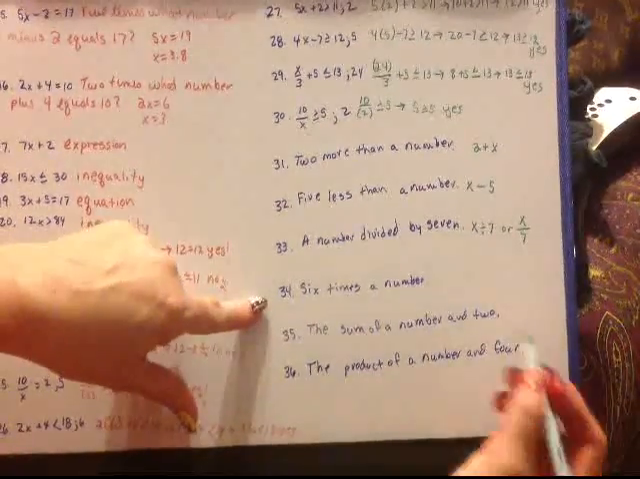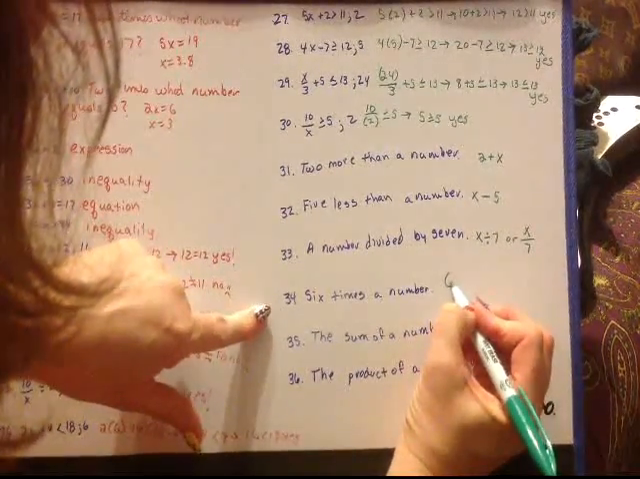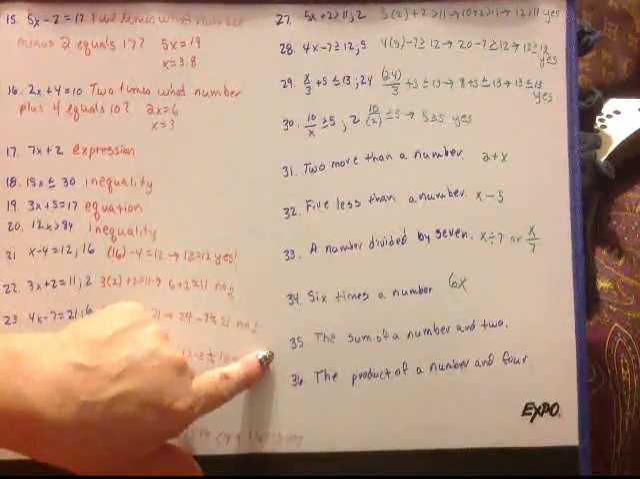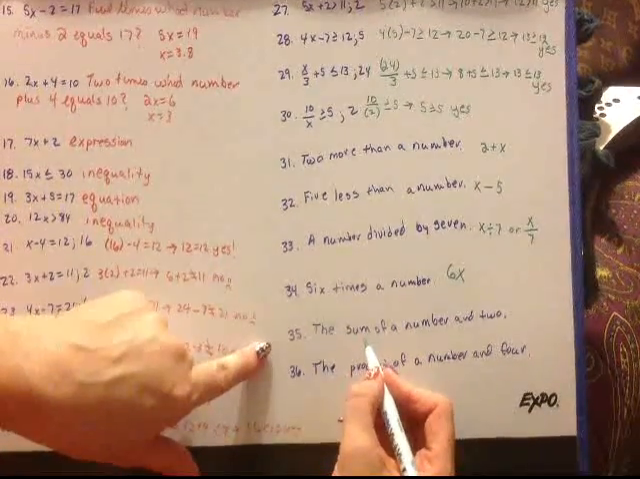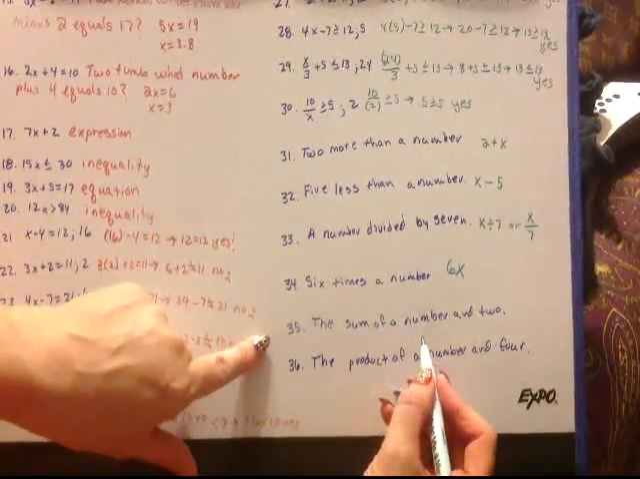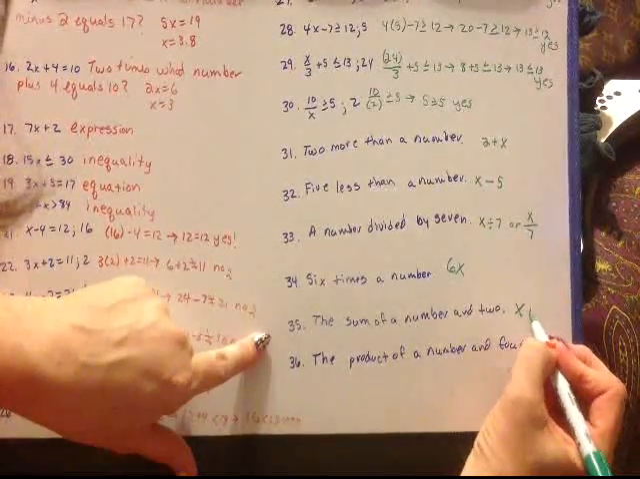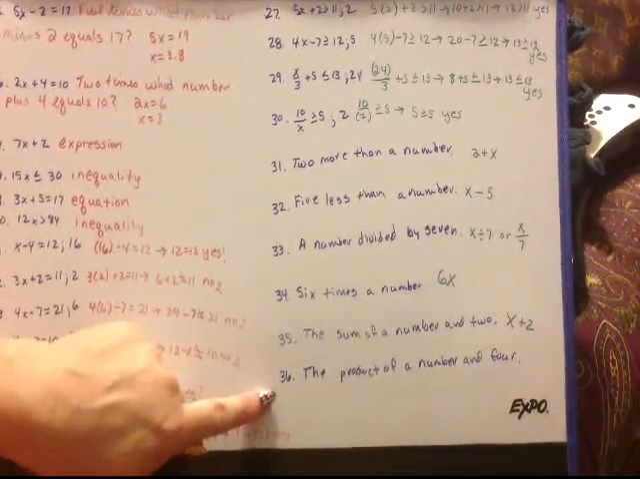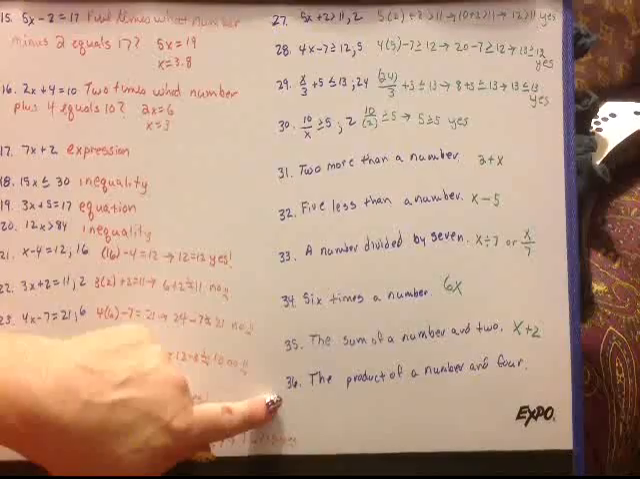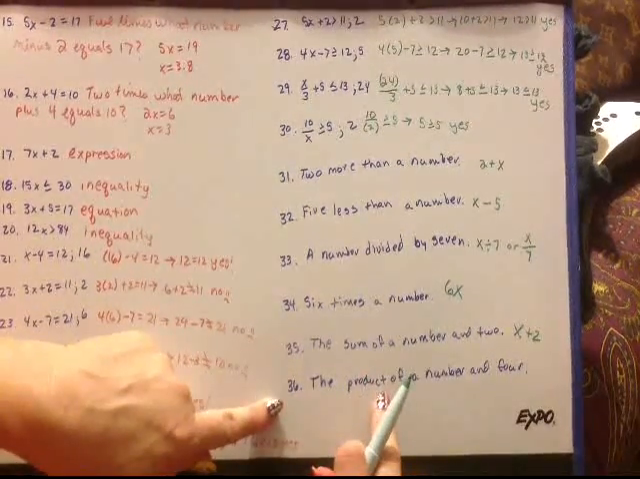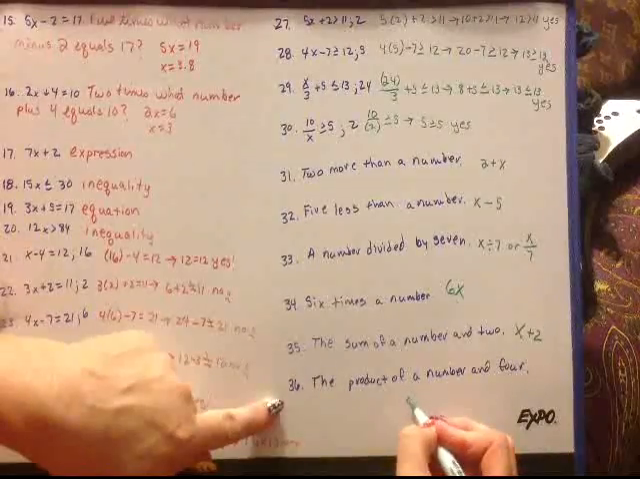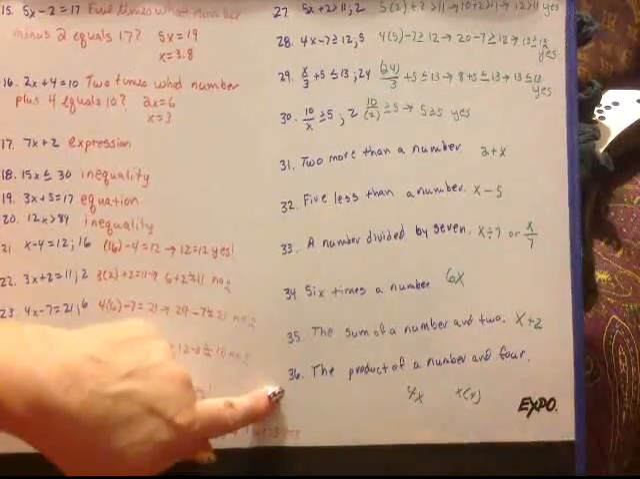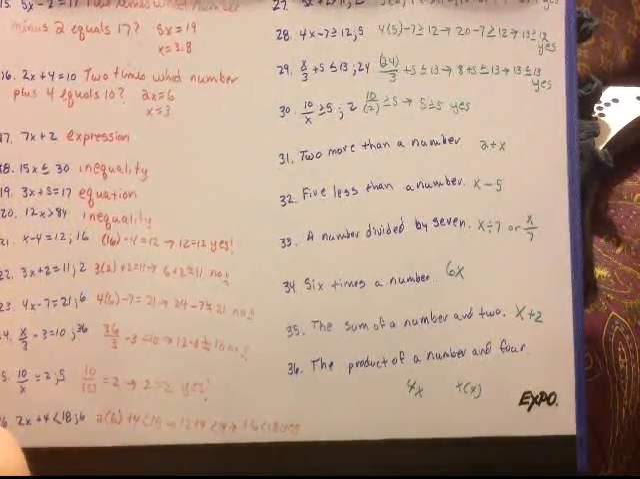34, 6 times a number. So 6 times a number. Number 35, the sum, which means answer from addition, of a number and 2. The sum of a number and 2. 36, the product of a number and 4. Product is the answer from multiplication. So 4 times the number, or technically you could write it the other way. Either one would be perfectly fine.